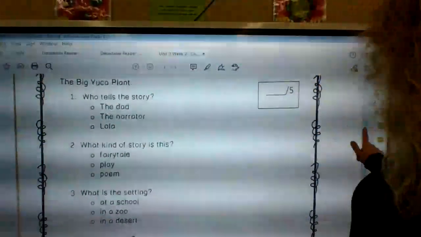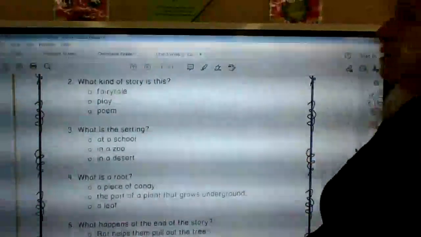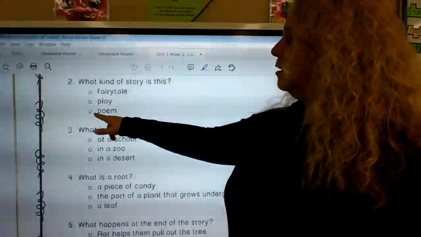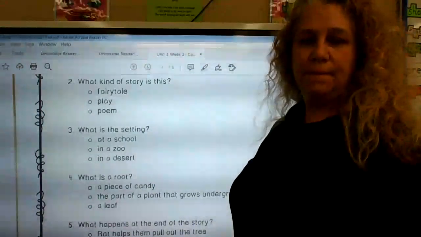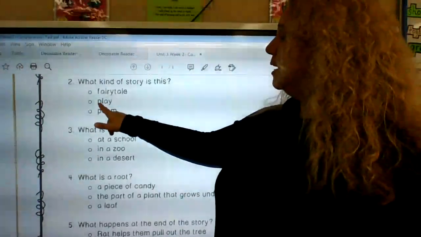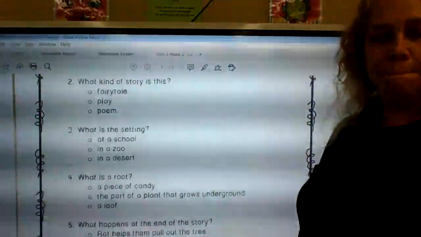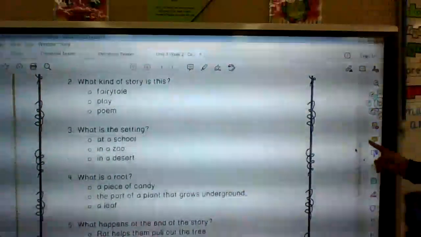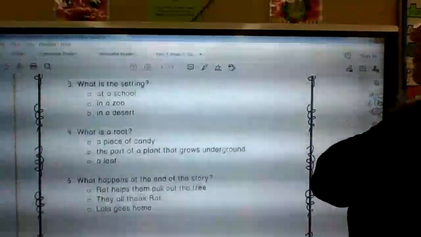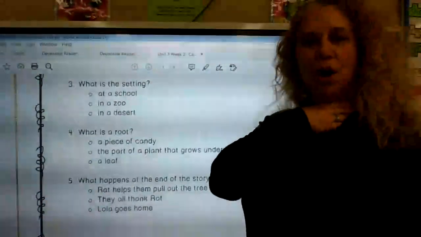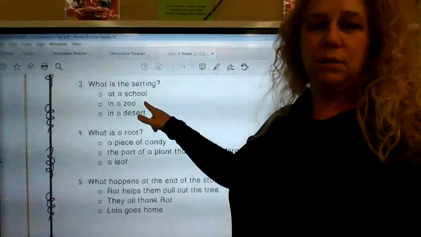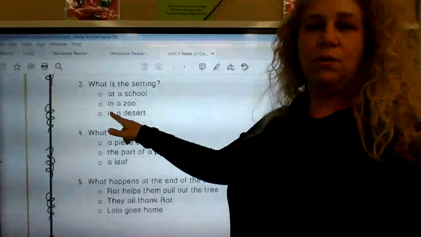Okay, number 2. What kind of story is this? Fairy tale, play, or poem? What kind of story is this? Fairy tale, a play, or a poem? Okay, what is the setting? Where are they in the story? Are they at a school, in a zoo, or in a desert?